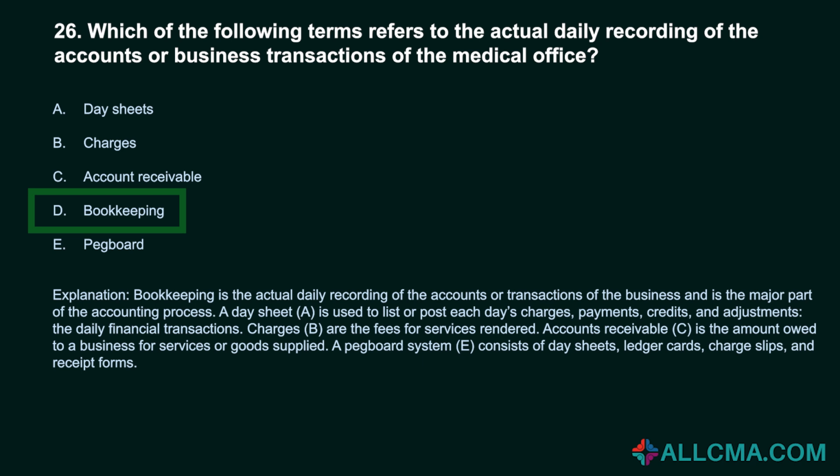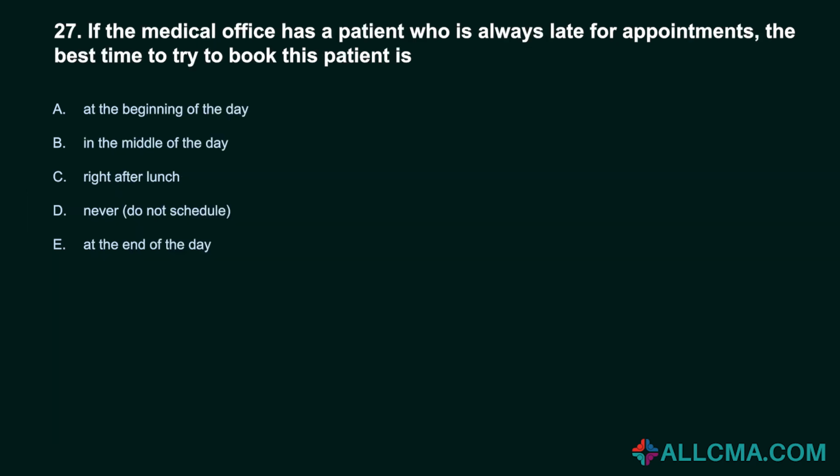of the accounting process. A day sheet, A, is used to list or post each day's charges, payments, credits, and adjustments, the daily financial transactions. Charges, B, are the fees for services rendered. Accounts receivable, C, is the amount owed to a business for services or goods supplied. A pegboard system, E, consists of day sheets, ledger cards, charge slips, and receipt forms.